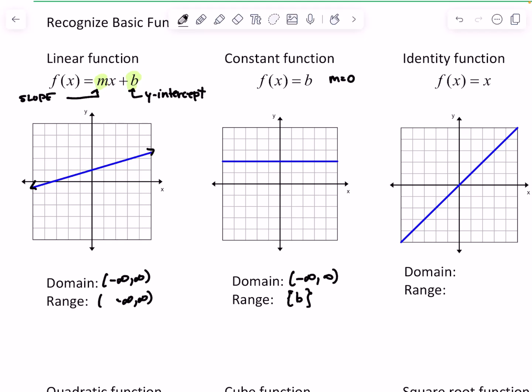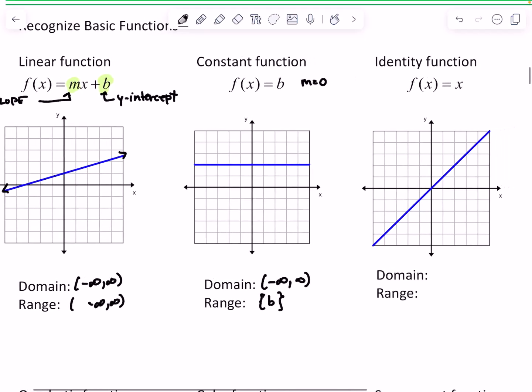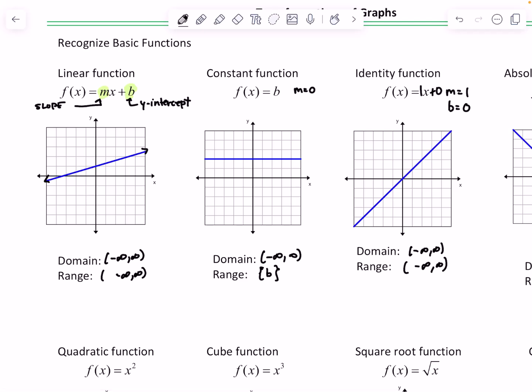Then we have another special case of the linear function, which is the identity function, f of x equals x. Notice that the slope is 1. It's as if there's an invisible 1 in front of that x. And then the b value, the y-intercept, is 0. We're adding 0 onto there. So if we rewrite it as 1x plus 0, it looks a lot like our linear function, which means that it also has the same domain and range as the general linear function from before. All right, so that covers the linear functions.